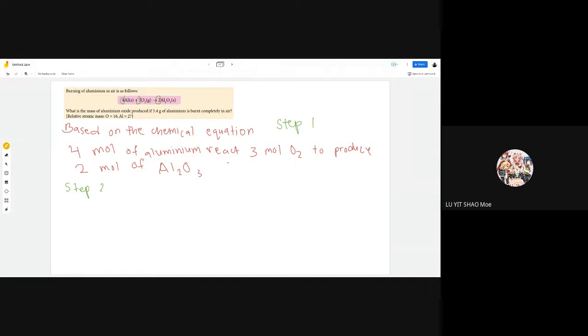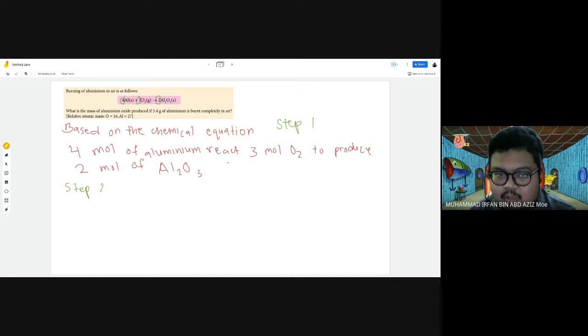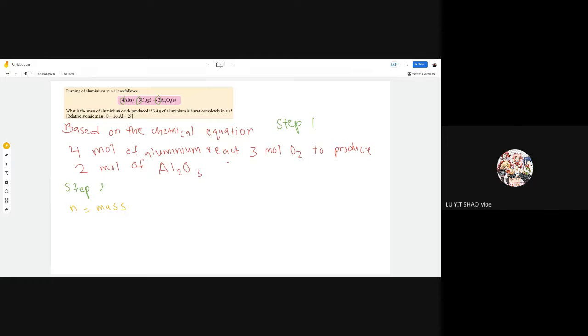Haven't you found the mole like right there? No, we tak jumpa lagi for the real one. This is for the base equation. Okay, base tu mean dia punya based on the equation lah. We tak calculate lagi the real number of mole tu. Okay, so you use n is equal to mass over molar mass.